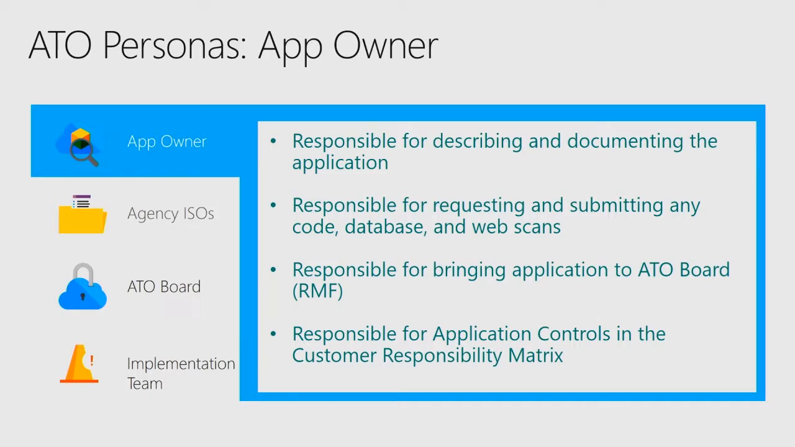The app owner is responsible for describing the system, requesting and submitting any code that's available. They're responsible for bringing the application to the risk management framework ATO board, and they're responsible for all the controls in the customer responsibility matrix. That's the thing that Nate was talking about. You can get it from Microsoft, and then an agency can brand that to their own needs as they want to say, hey, look, we're going to use this process for certifying applications.